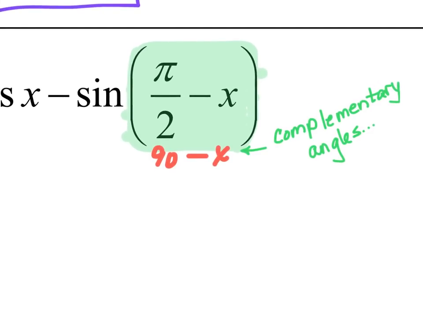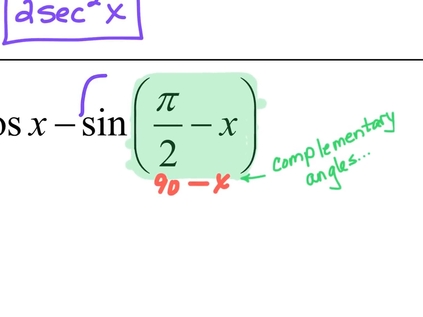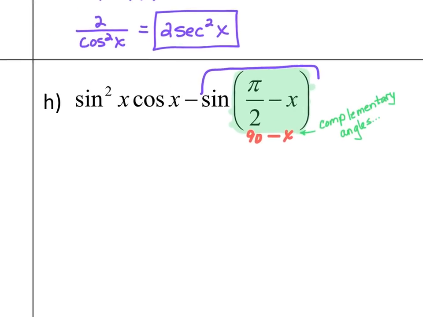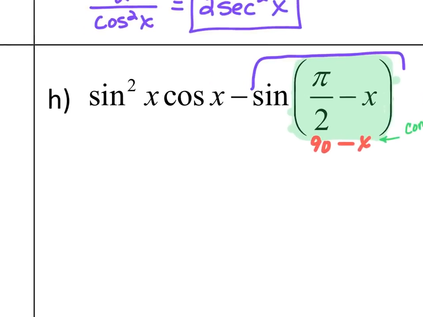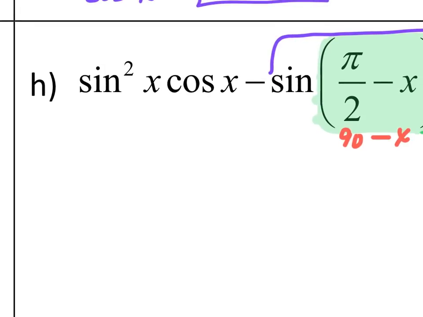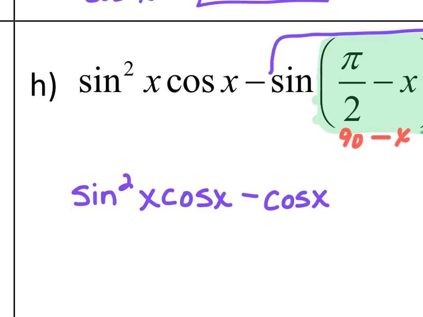So on your formula sheet, if you notice where it says cofunction identities, you'll see that the sine of the complementary angle is equal to the cosine of the original angle. So I'm going to rewrite this entire expression with cosine of x replacing that sine of pi over 2 minus x. So I have sine squared of x times cosine of x minus cosine of x.